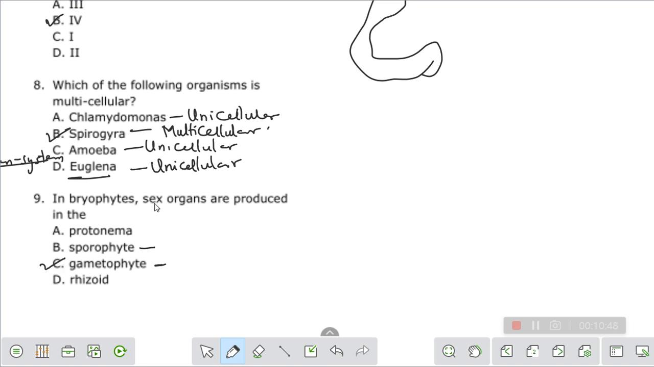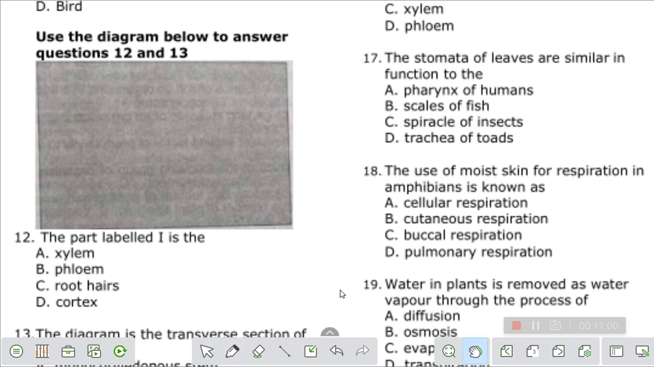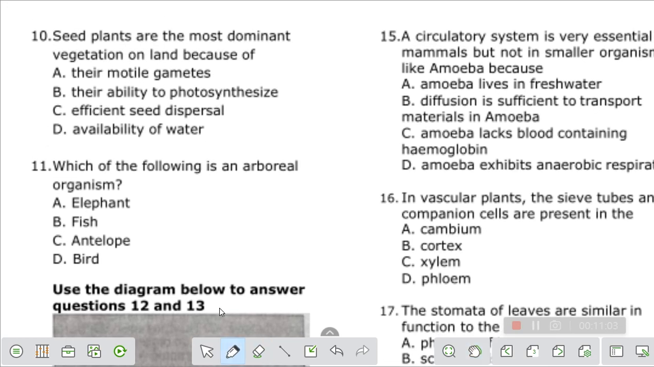are the most dominant vegetation on land because of what? Their motile gametes, their ability to photosynthesize, the efficient seed dispersal, or the availability of water. What do you think will be the answer? Also, we did not do what we call seed dispersal too. So let me try if I can explain that to you in the brief time that I have, because those aspects are also so important. Let me try to just brush it up to the topic that normally comes out. So seed dispersal.